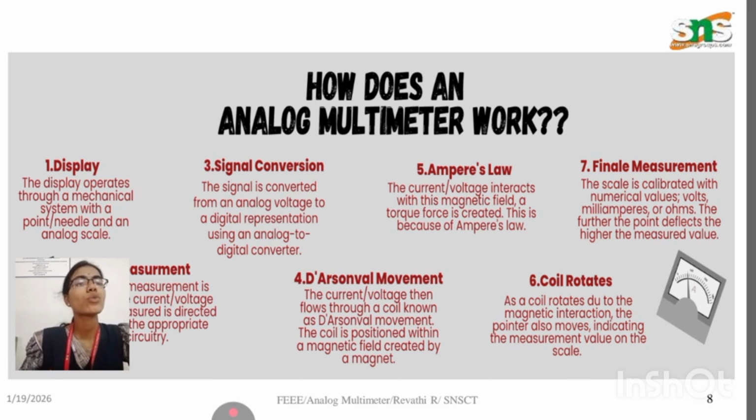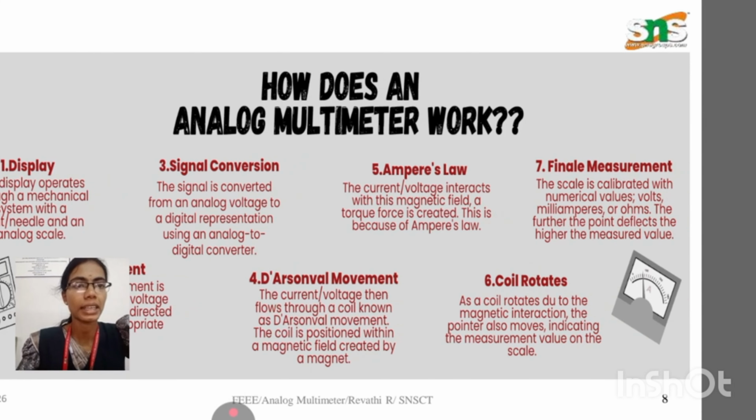How does an analog multimeter work? The steps are display, signal conversion, Ampere's law, coil rotation, D'Arsonval movement and measurement. The display operates through a mechanical system with a pointer needle on an analog scale. In Ampere's law, the current interacts with the magnetic field and a torque force is created. As the coil rotates due to the magnetic interaction, the pointer also moves, indicating the measurement value on the scale. The current then flows through a coil known as the D'Arsonval movement. The coil is positioned within a magnetic field created by a magnet.